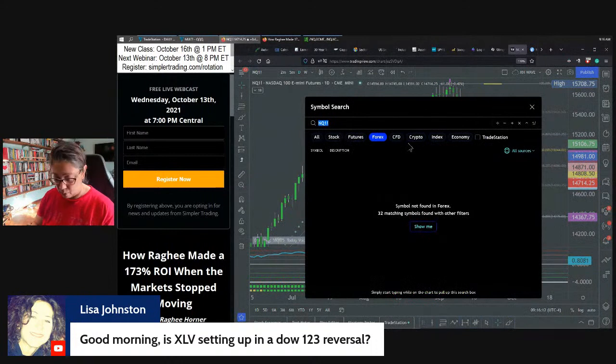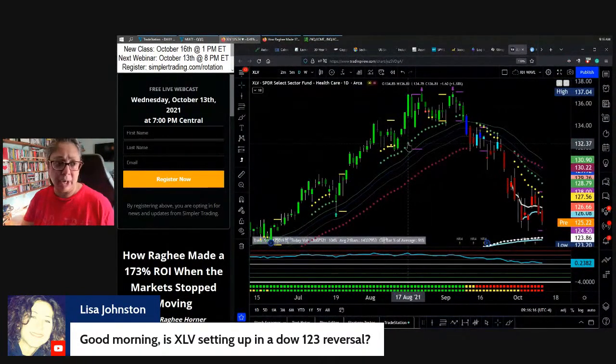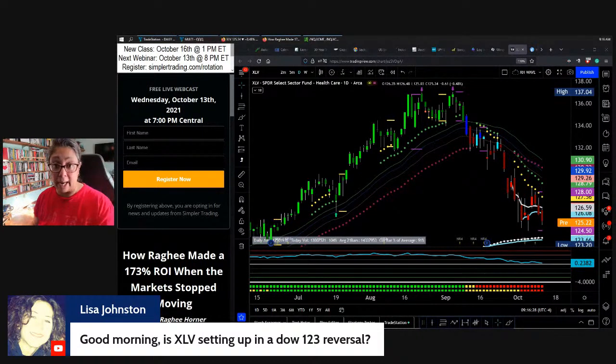XLV, setting up a Dow 123 reversal. So Dow 123s and the idea of shorting into a rip. There's a squiggly little line that separates them. And it's a single indicator that will clarify, answer the question for you, Lisa, which is a great question. How do I know when to short a rip or when we're getting ready for a move higher?